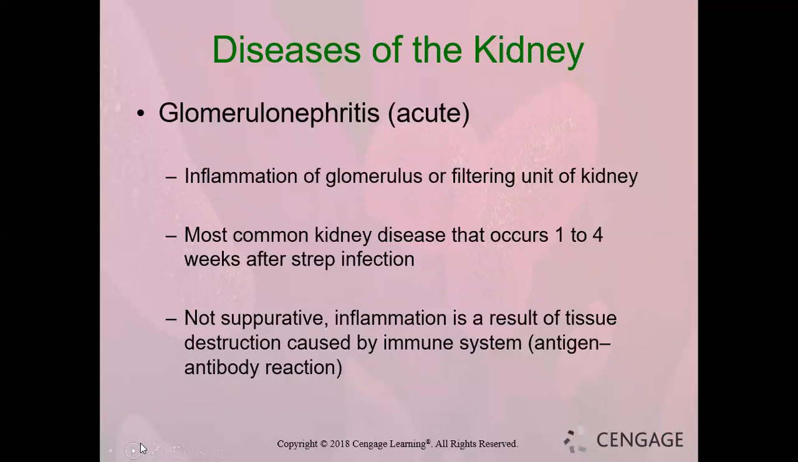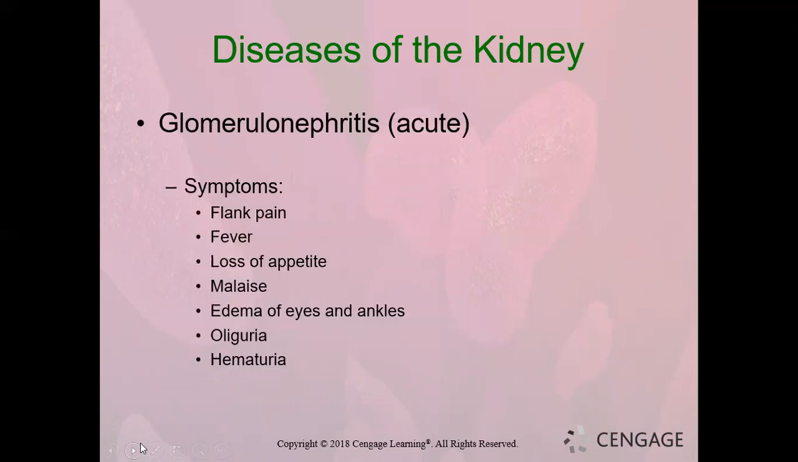This can actually be very damaging, and as it's an antigen-antibody reaction caused by the immune system, it can cause lots and lots of problems. When it's acute, they're going to have side pain, fever, they're not going to feel well, they're not going to be hungry, they're going to have swelling around their eyes and their ankles, and blood in their urine, and they're likely not going to the bathroom very often.